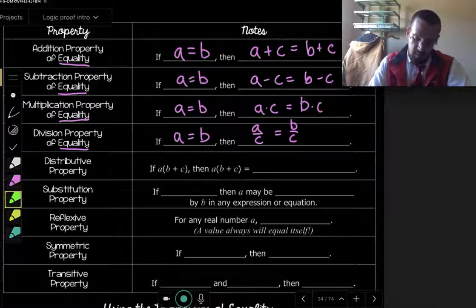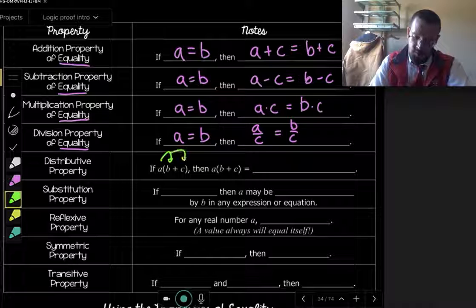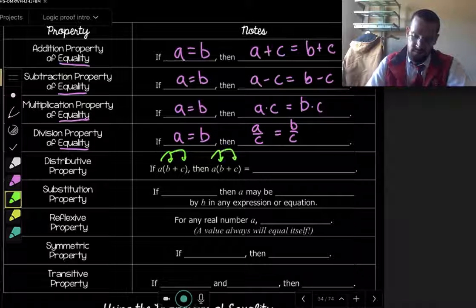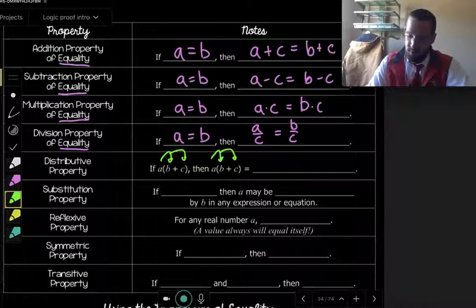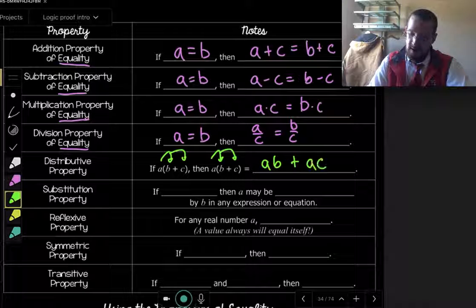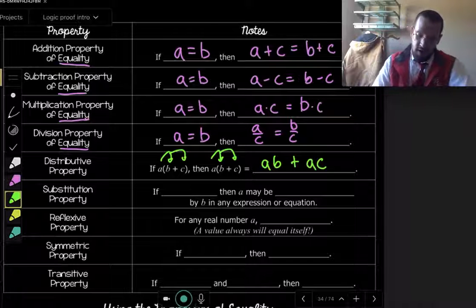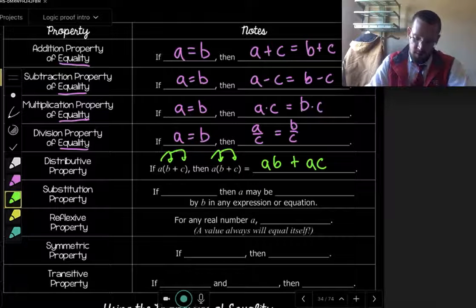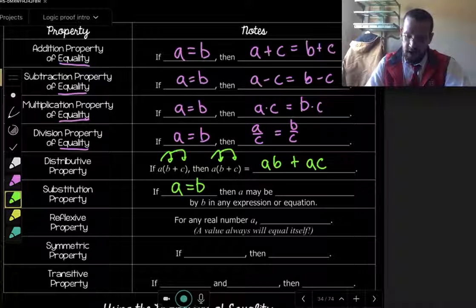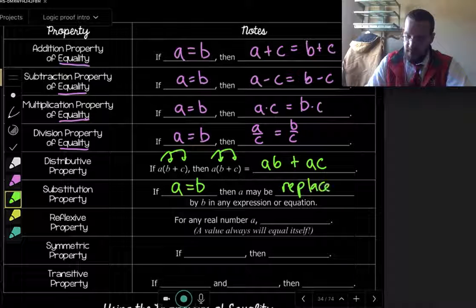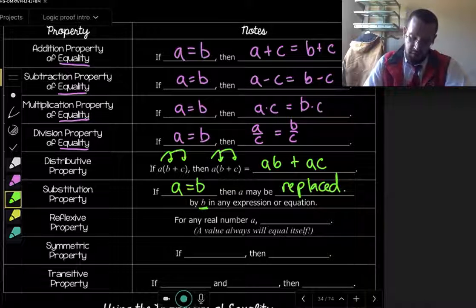Now the distributive property, we remember the distributive property. We can do a distribute here. And so if A is equal to B, then it is equal to, well, we just distribute it, AB plus AC. AB plus AC. We also have the substitution property. We've been using substitution property often, right? So if we have A is equal to B, then A may be replaced by B in any expression or equation. So we can plug it in.